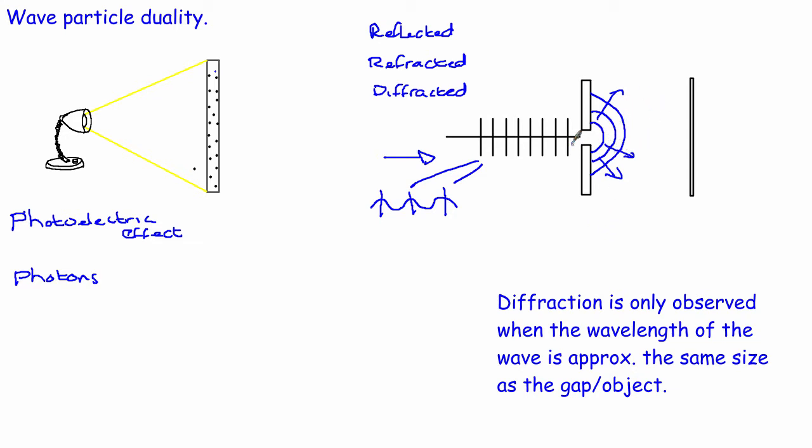Now this is only seen if the gap that the wave is passing through is roughly the same size as the wavelength of the wave. So if the gap's really big, then we don't see any diffraction effects. If the gap's really small, then really no wave gets through and we don't really see it. So this effect is maximized when the gap is the same size as the wavelength.